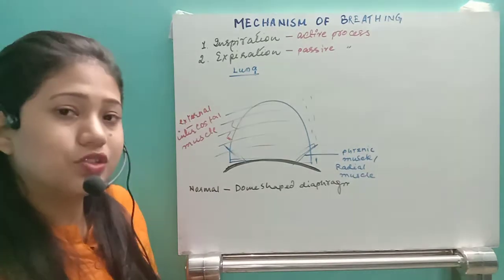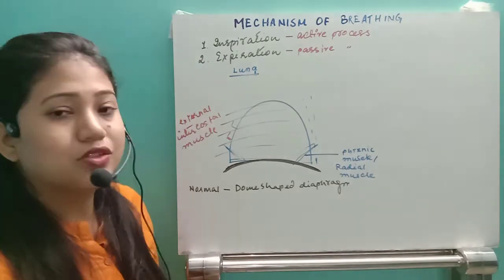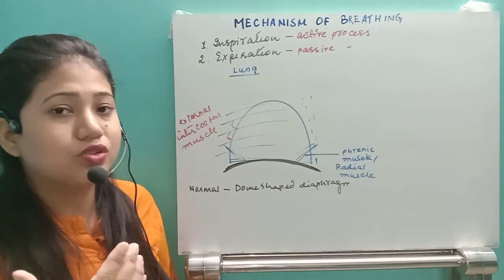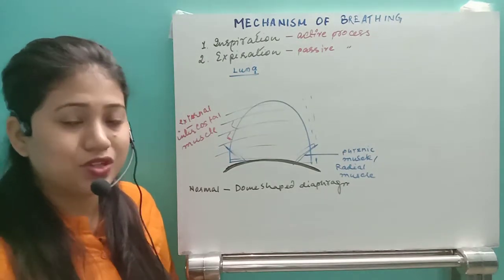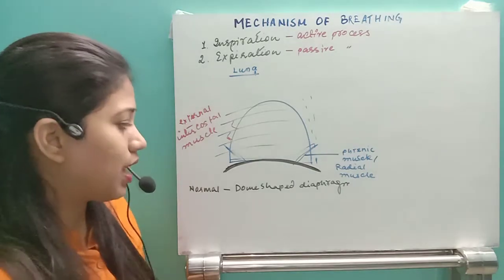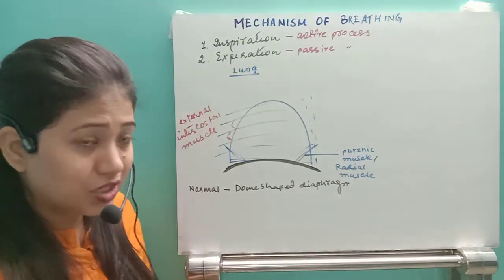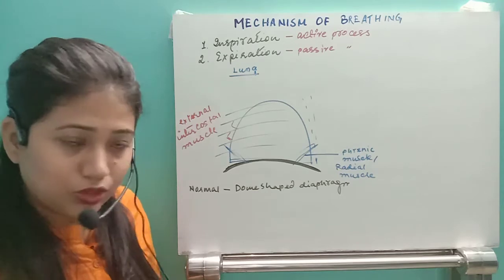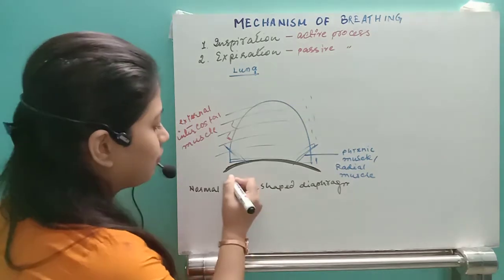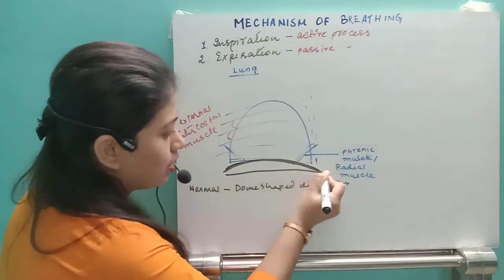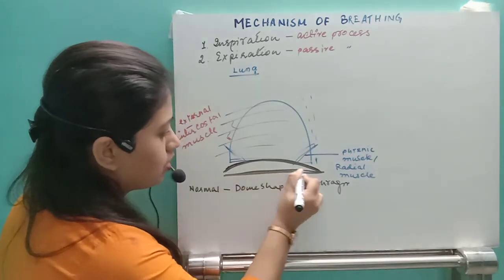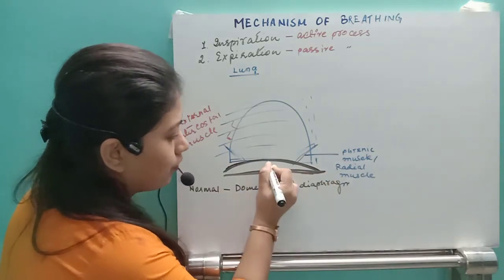So first of all, just see what happened. This is actually a neural process. Neurons, actually the brain, give the stimulus, and after that, what happens? The diaphragm gets this stimulus, and after that, the diaphragm gets flat.